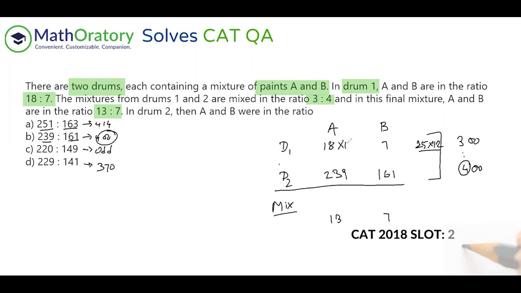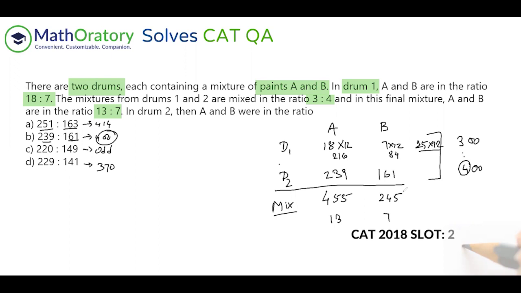If I multiply 12 here and 12 here, we get the numbers 216 and 84. Now simply add, that's it. The claim is that these are the actual volumes of A and B in drum 1 and drum 2. And these two are definitely getting mixed in the ratio 300 and 400, because that's what the total volumes come out to be. So let's simply add. 216 and 239 add up to 455. And 84 and 161 add up to 245.